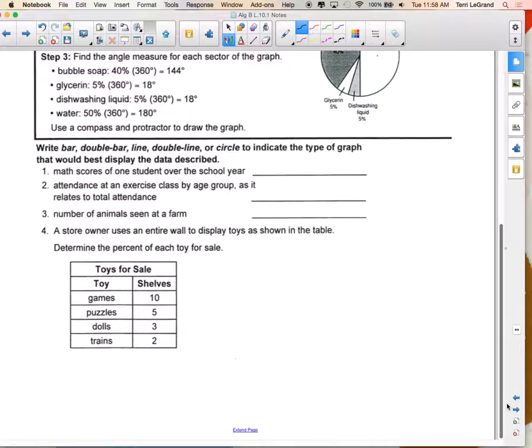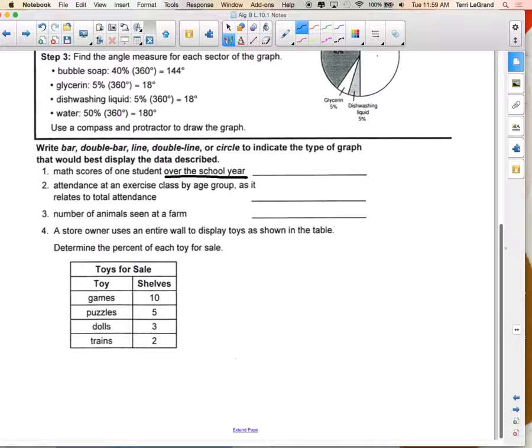So let's go down here, and let's talk about what kind of graphs we would use for these situations. A bar graph, double bar, line, double line, or circle. Number 1, math scores of one student over the school year. There's some keywords in there. Line. A line graph. Why a line graph, Tony? This is over the school year. Yeah, there's time right there involved. So as soon as you see time involved, think line graph, okay? Over the school year. Okay, so we need a line graph.